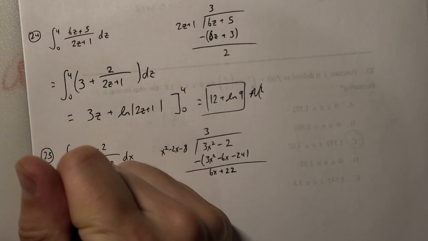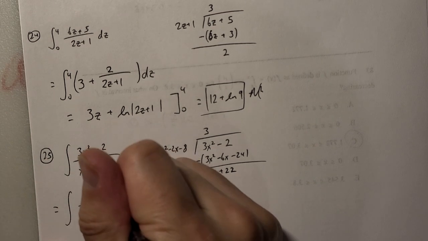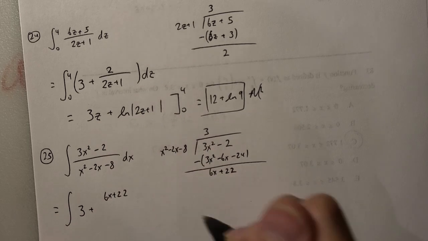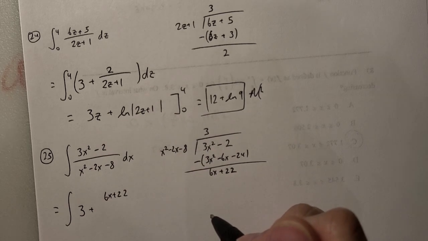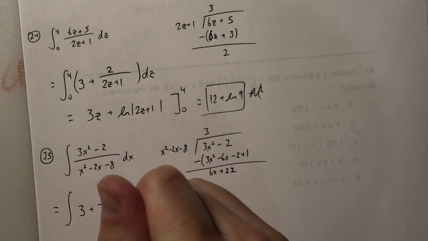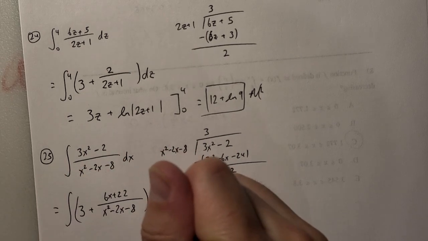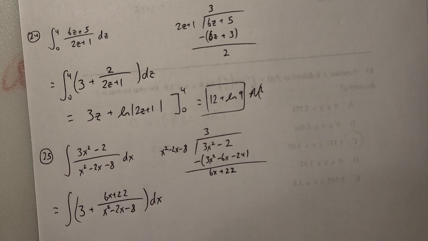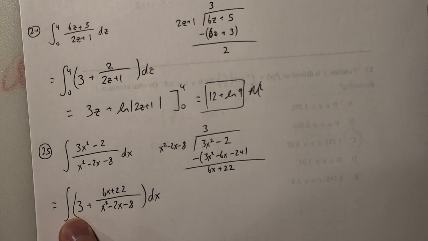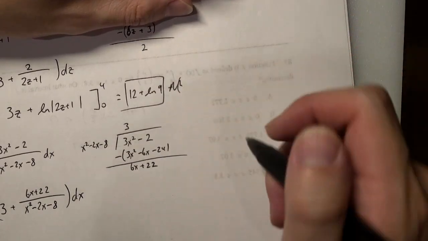So we can rewrite this as 3 plus the remainder, 6x plus 22. Is it 6, or did I write the problem wrong? It should be 6. Okay, over x squared minus 2x minus 8 dx. Okay, so this term is easy to integrate. How about here? We need to do partial fraction decomposition most likely. Okay, so let's do it on the side over here.